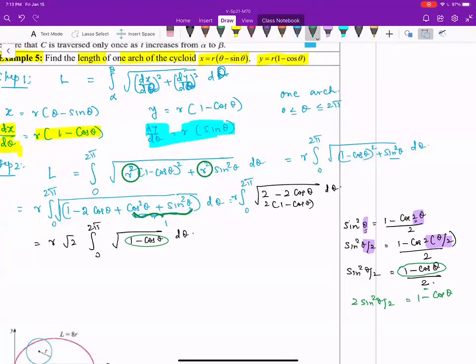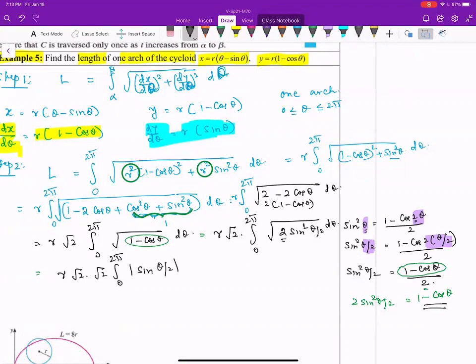So that is one way of writing the expression inside the radical, that is r square root of 2 already there. Then it is integral 0 through 2 pi, then square root of 1 minus cosine theta becomes 2 sine square theta by 2 d theta. So there is one more radical 2 coming out. So it is r radical 2 times radical 2. Then you have integral 0 through 2 pi. Square root of sine square, that will be absolute sine theta by 2 d theta.